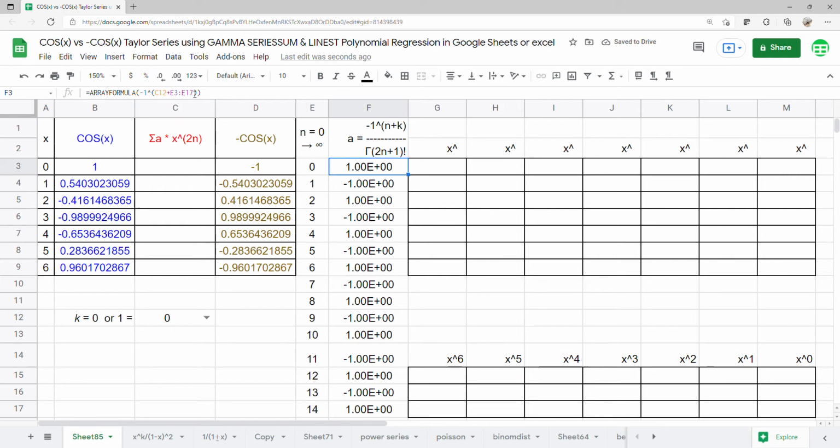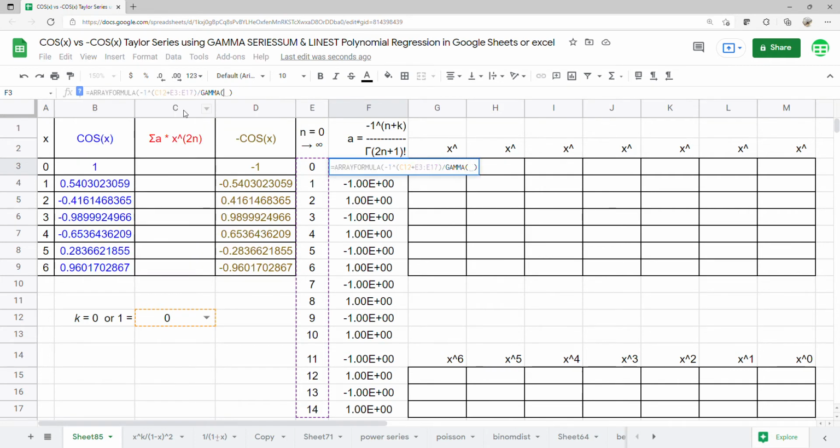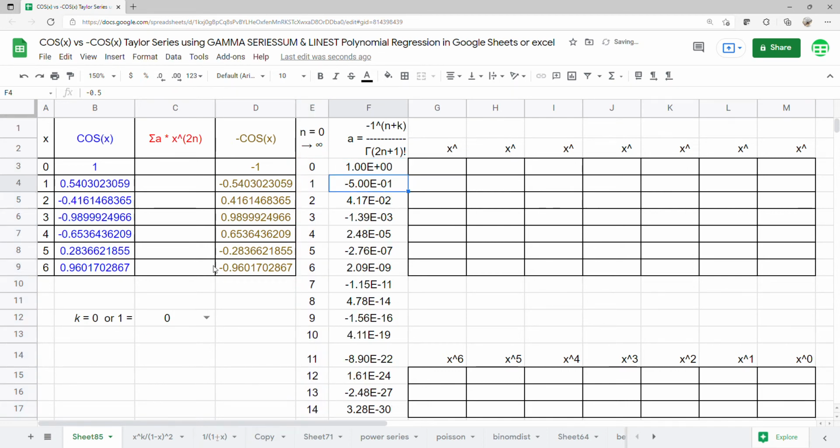Now we continue with the denominator, that is divided by, this time it's gamma, 2n, so 2 times n plus 1, and enter. Now we can complete the Taylor series expansion. Our formula, SERIESSUM of the x values, that's x values raised to the power 2n. So 2n starts from 0, incremented by 1. And the coefficient a will be this range.